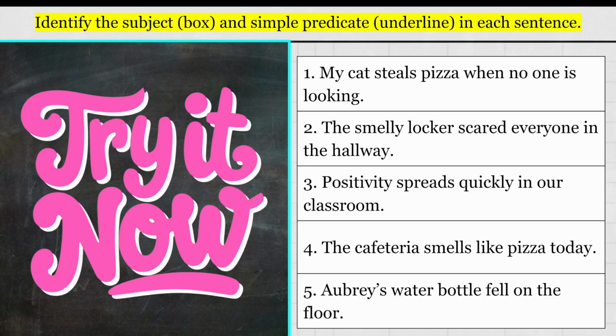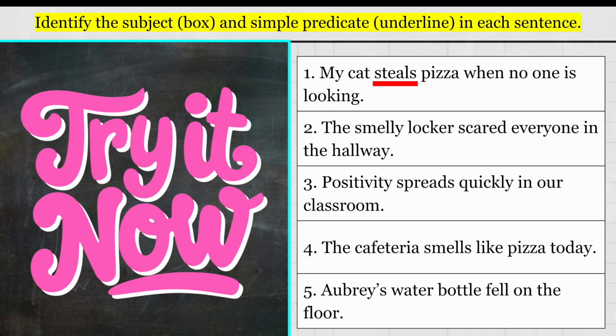So here we have some examples. We have 5 examples. I want you to pause the video and I want you to identify the subject and the simple predicate in each sentence. So what you can do if you're just watching the video and you don't have the worksheet in front of you, you can just write down predicate and subject on your paper. And then we're going to check it together. So go ahead and pause and find the simple predicate and the subject. We're back. Let's check and see how you did.